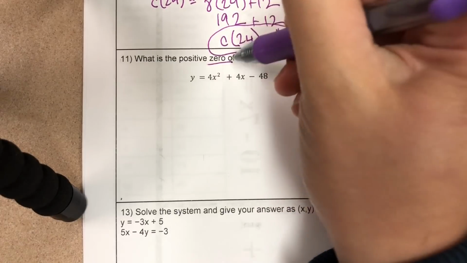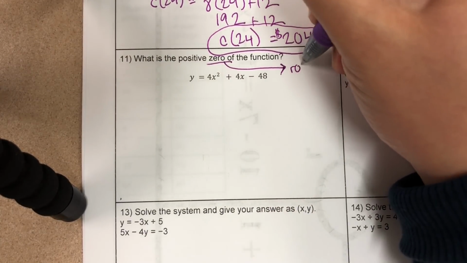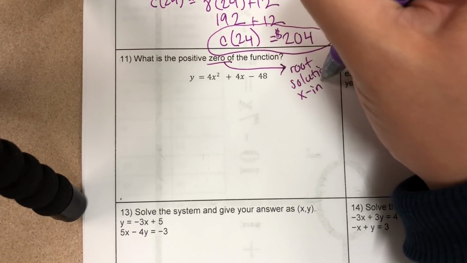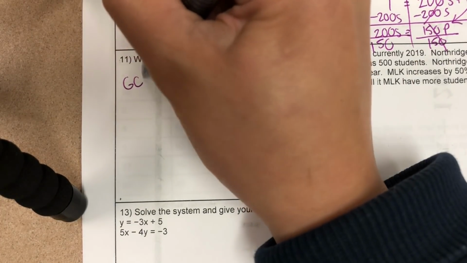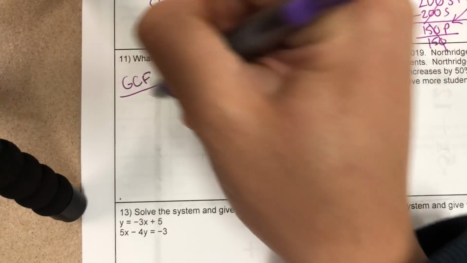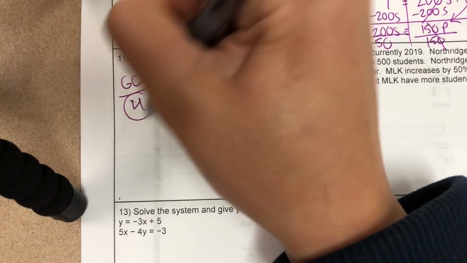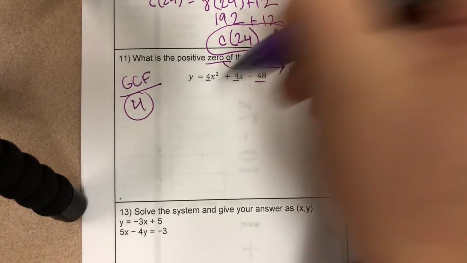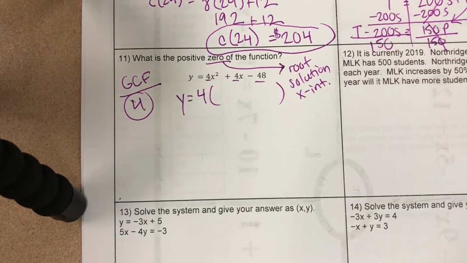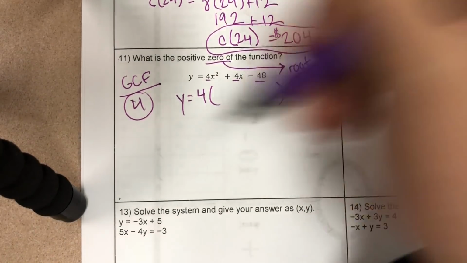Your first step to finding a zero, also known as a root, also known as a solution, also known as the x-intercept, is to see if there is a GCF. So I have 4, 4, and negative 48. My GCF is going to be 4, which goes into all of those numbers. So I'm going to factor it out. So 4 comes on the outside. What equals that when I factor out the 4?